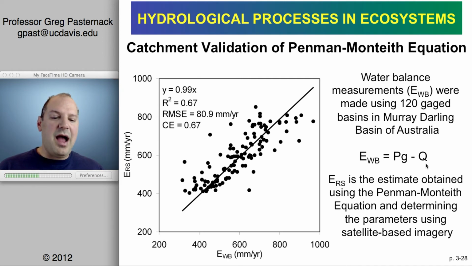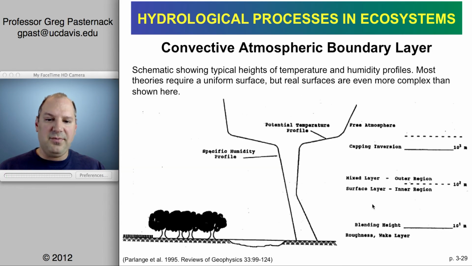But since evaporation is the largest component, it's sort of okay. And you see this quite commonly at the largest scales when people want to test things for evaporation. So on the y-axis is what's predicted with the Penman-Monteith equation, and on the x-axis is the evaporation from the water balance. You can see that there's a strong relationship there, nearly 1-to-1, but there's also a lot of scatter.